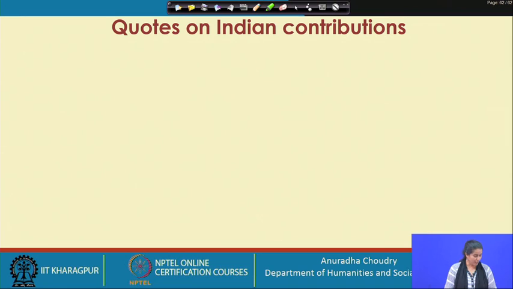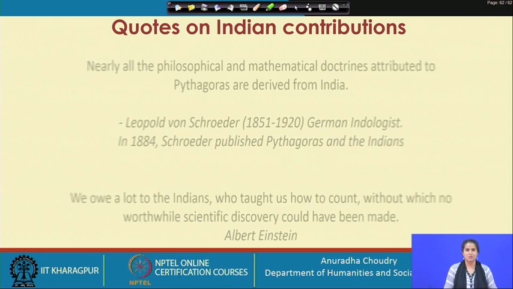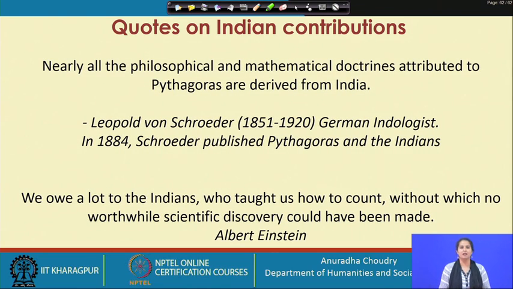It's huge. Okay, so there are some very powerful quotations on the kind of contributions that have been made in the Indian culture in the domain of mathematics and how that has influenced world thought. So here we have a saying by Leopold von Schroeder, who was a German Indologist, and as you can see, in 1884 he published Pythagoras and the Indians, a book on that. So he says, nearly all the philosophical and mathematical doctrines attributed to Pythagoras are derived from India.